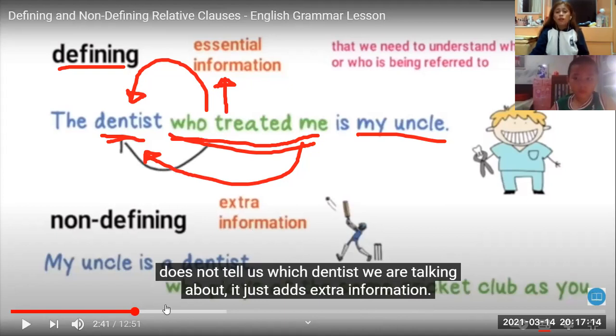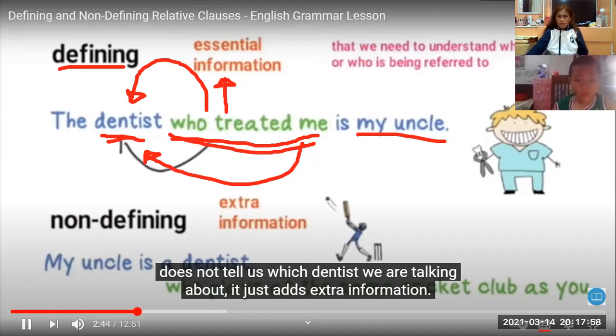The one written in green, who plays at the cricket club as you, this is only extra information. Like if I say, Kyo is my student, who plays Roblox. The one who plays Roblox is only extra information. But the essential information is who is my student, which describes Kyo. The extra information is the one who plays Roblox. You understand, Kyo? Okay, continue. It just adds extra information.